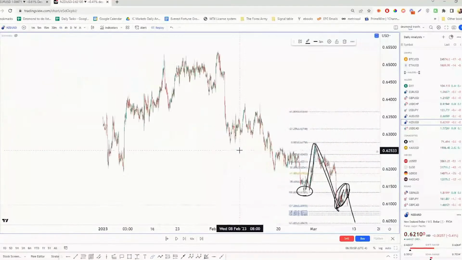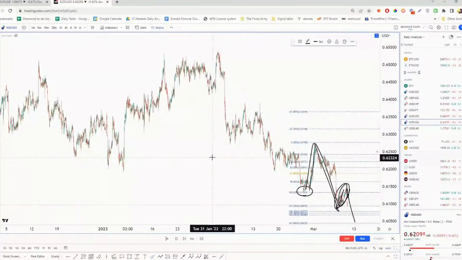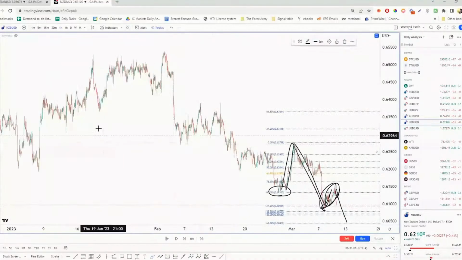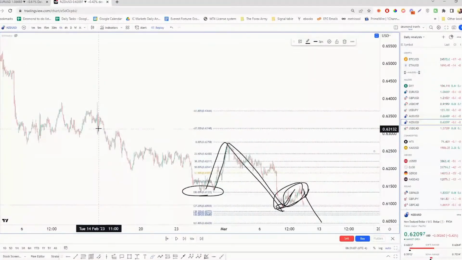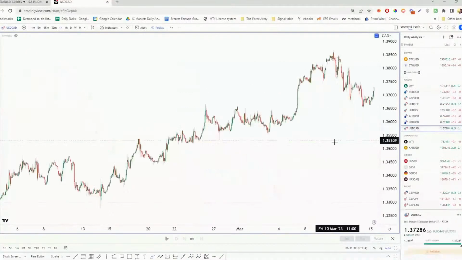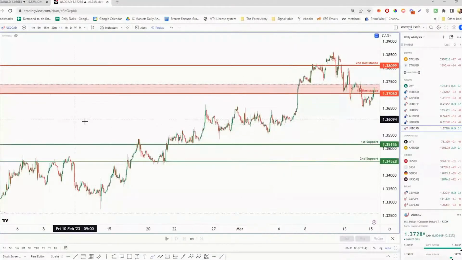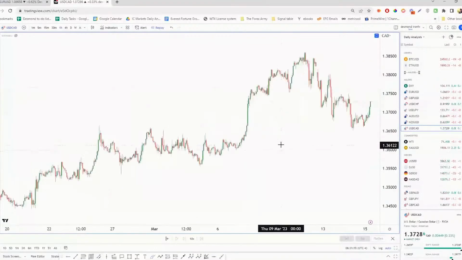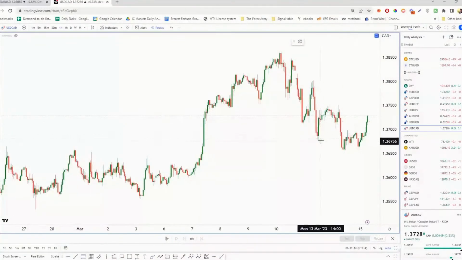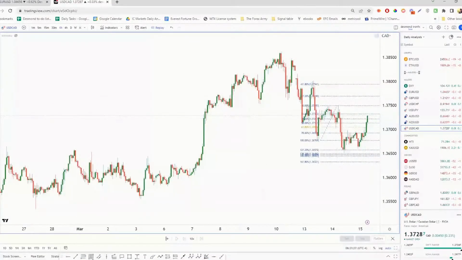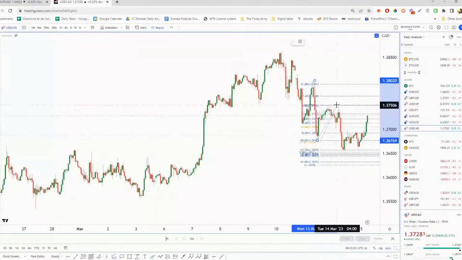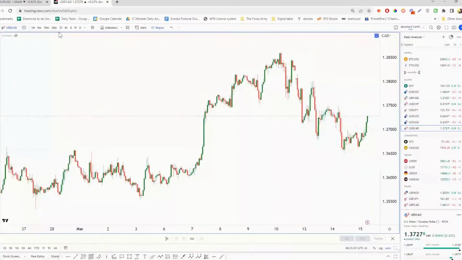I'm going to try to find an example for you where there's a Fibonacci projection. Okay, we got another example over here.